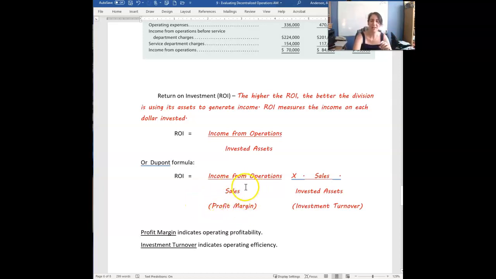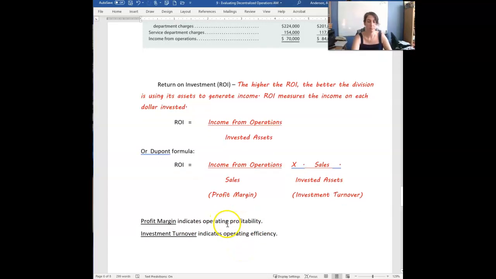But anyway, if you look at this from a basic math standpoint, the idea is you could cross out the sales and you'd have income from operations over invested assets to give you your ROI. Or, like I said, you could look at them separately. Profit margin gives you operating profitability, investment turnover is operating efficiency. Again, that is a finance area that we're not getting into.